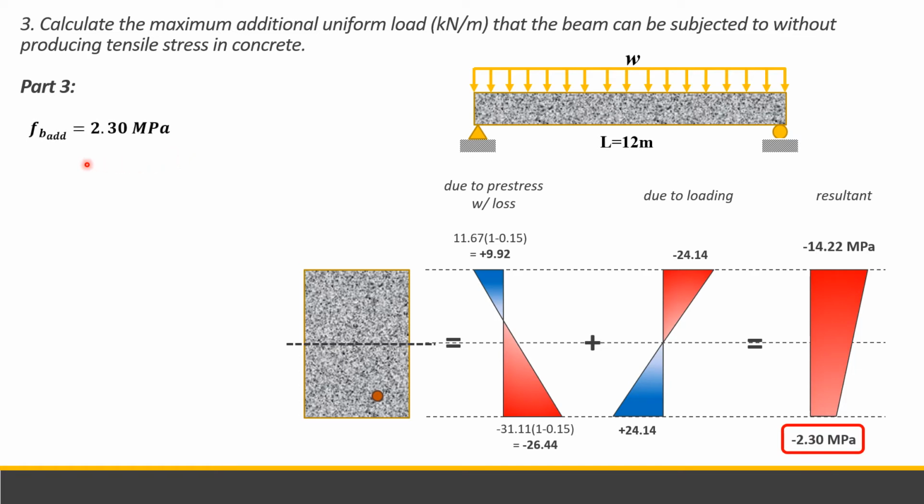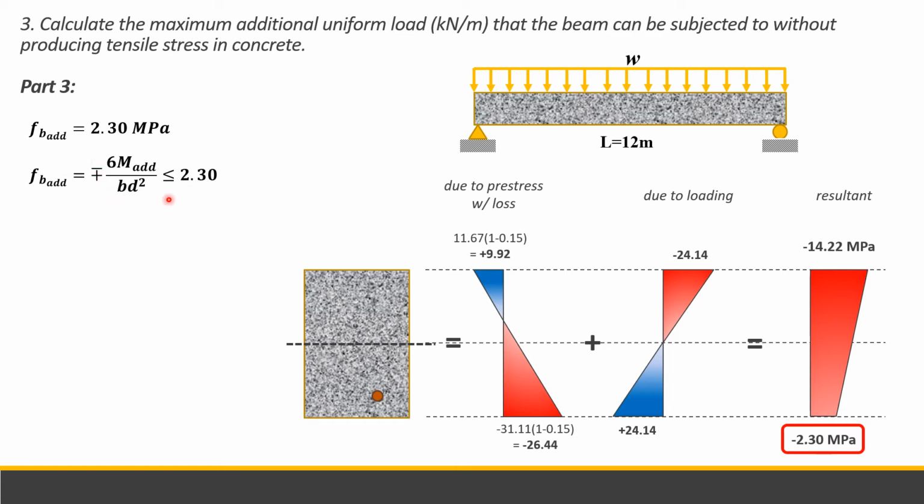So sa part 3, since this is negative, we'll add 2.30 megapascal para maging 0 siya. So to balance yung sa bottom. So that para maging zero stress na or zero tensile stress yung sa baba. Okay, so stress is equals to, yung formula natin, 6M over bd squared. So this value should be less than or equal to 2.30 megapascal.